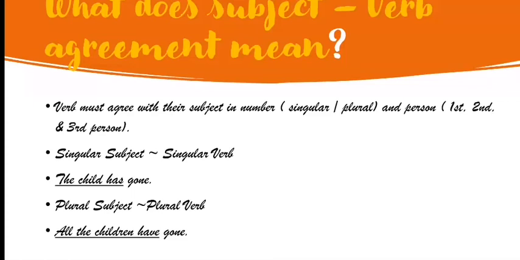The child has gone. The child, singular subject. The verb, singular, has. When the subject is plural, the verb used is plural. All the children have gone. So the verb is plural.